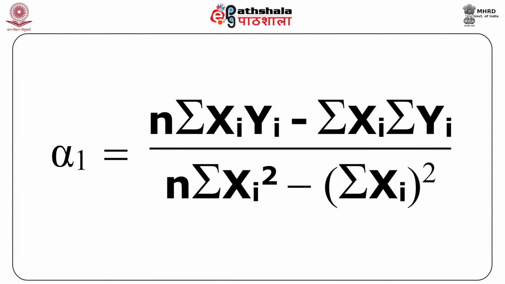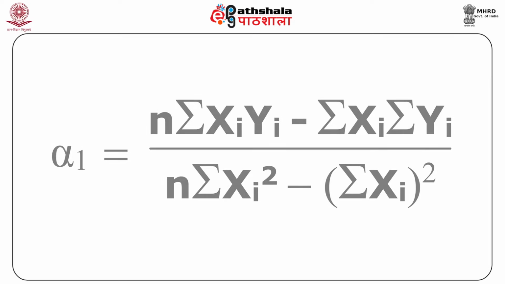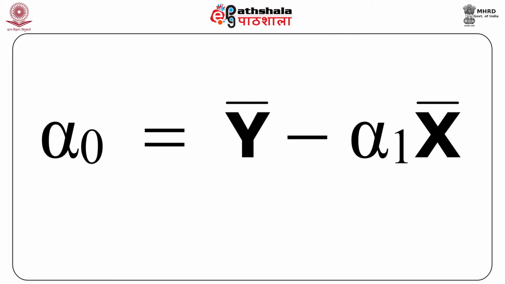Multiplying equation summation xi and equation 12 by n, we get alpha 1 is equal to n summation xi yi minus summation xi into summation yi divided by n summation xi square minus summation xi whole square, and alpha naught is equal to y bar minus alpha 1 x bar. The OLS estimators B0 and B1 and the ML estimators alpha naught, alpha 1 are similar in value as shown above.